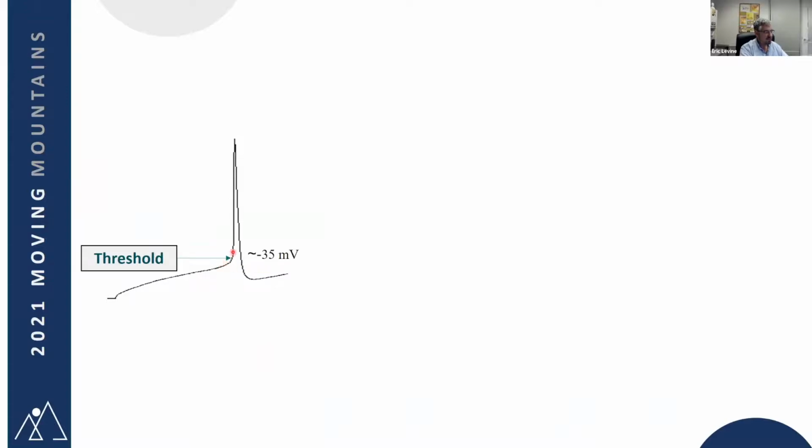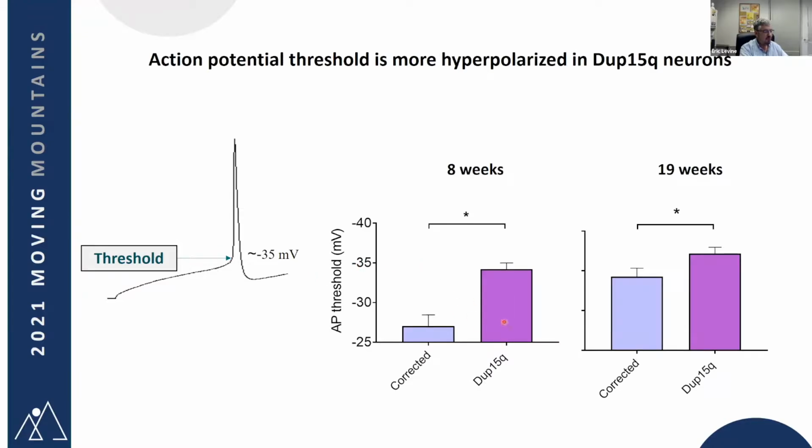Another important parameter for these action potentials is what's known as the threshold for firing. The threshold is this inflection point where the spike occurs, where you reach a critical activation of those voltage-gated sodium channels to create this spike. And as neurons mature, this threshold becomes more negative. It becomes a more negative number as neurons mature. And so if we look early and late, we can see that the Dup15q neurons have a more negative threshold than their corrected counterparts. So they're showing an earlier and a sustained greater maturation of action potential properties throughout development.